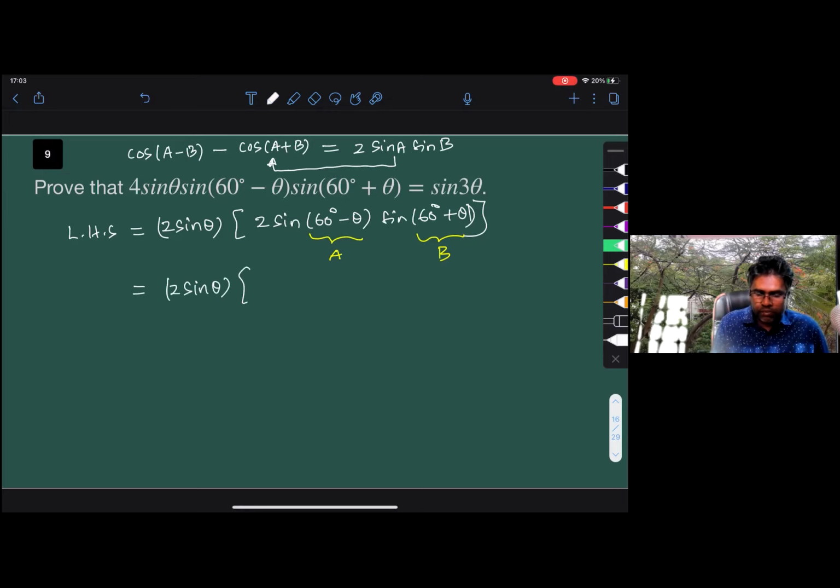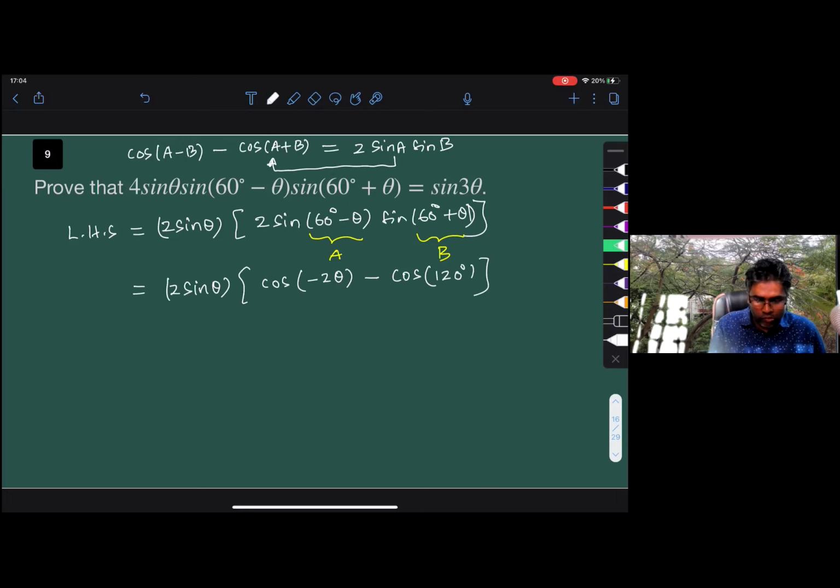Now, what will this be? It will be cos of A minus B. So we'll get cos of A minus B: 60 minus theta minus 60 minus theta. So that 60 disappears. I'll get minus 2 theta, minus cos of A plus B. So here 60 minus theta plus 60 plus theta. So theta disappears this time. So you will get 120 degrees.